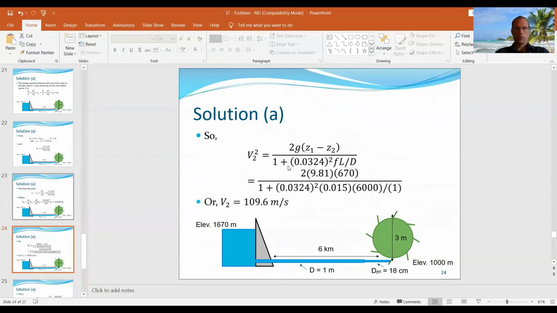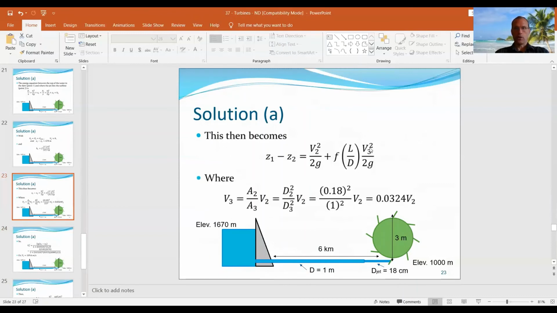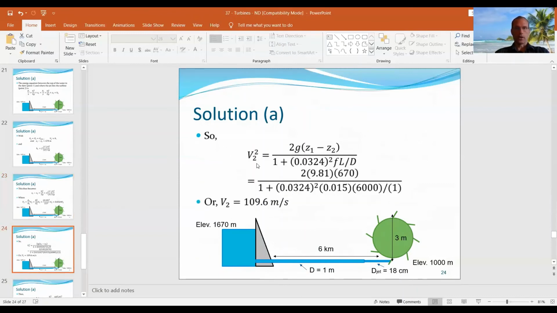I can solve this previous equation. So plug this in for V3, and then solve it for V2. And I get V2 squared is 2g (Z1 minus Z2) over 1 plus 0.0324 squared f L over D. I know all these numbers. So g is 9.81, elevation change 670, 1 plus 0.0324, that's from my velocity conversion, square that. f was 0.015, length 6 kilometers, 6,000 meters, diameter of 1 meter, gives me a V2 velocity of almost 110 meters per second when my water is hitting my turbine water wheel.